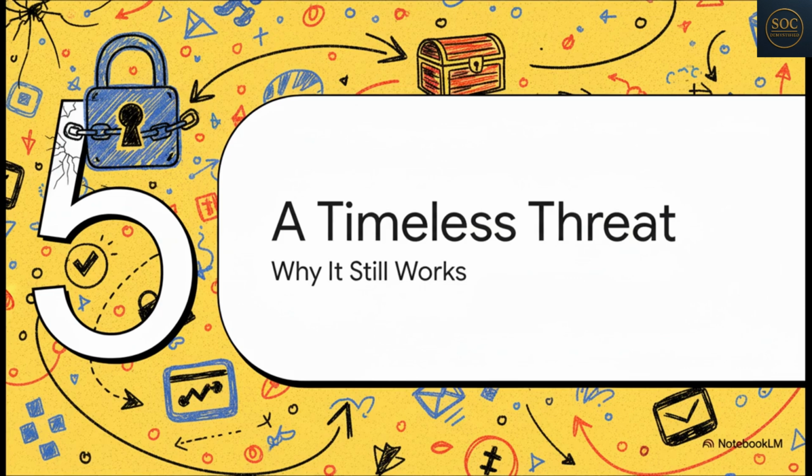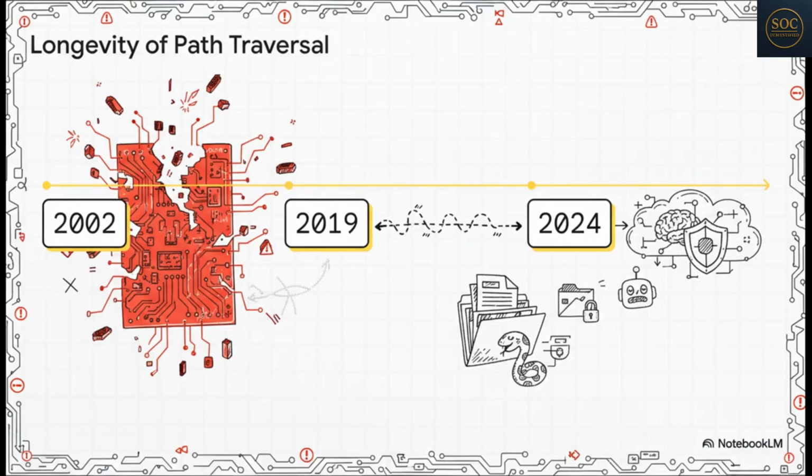Now, you might be sitting there thinking, okay, this is an old trick, right? Surely modern software has this all figured out by now. But, well, let's look at why this timeless threat is still so effective today. A quick look at the timeline here shows you just how persistent this thing is. Way back in 2002, a web server was getting crashed with this exact technique. Fast forward to 2019, a popular Python tool was tricked into reading sensitive files. And just in 2024, even a cutting-edge AI management tool was exploited using the very same ../ method. So from simple websites to complex AI, this vulnerability just isn't going away.